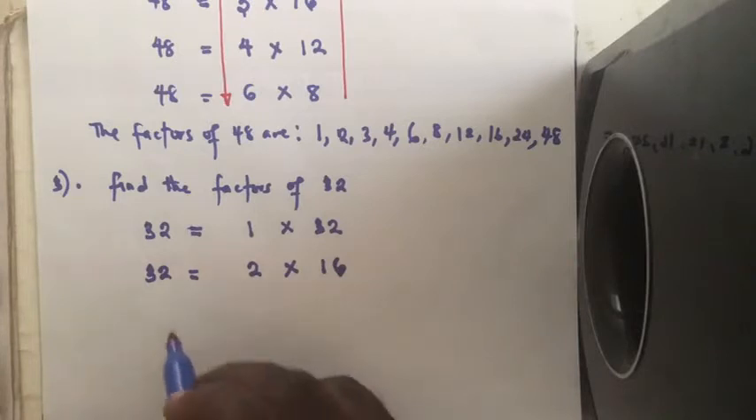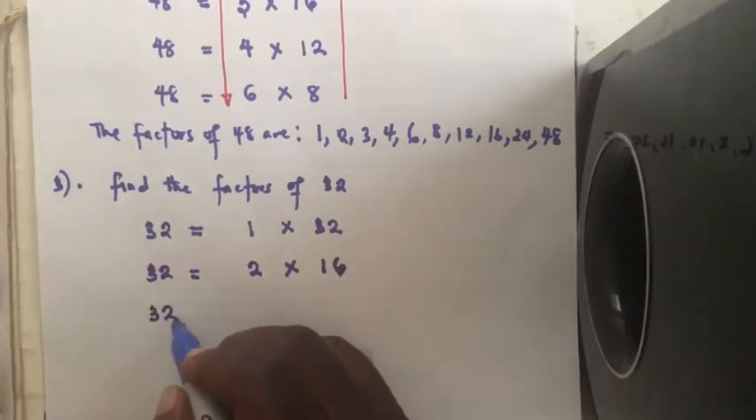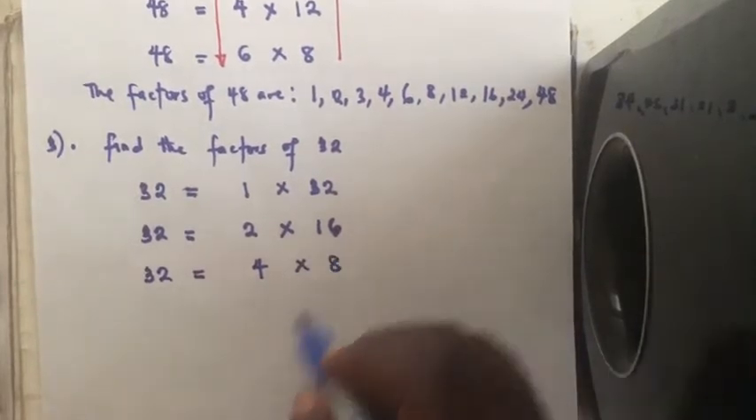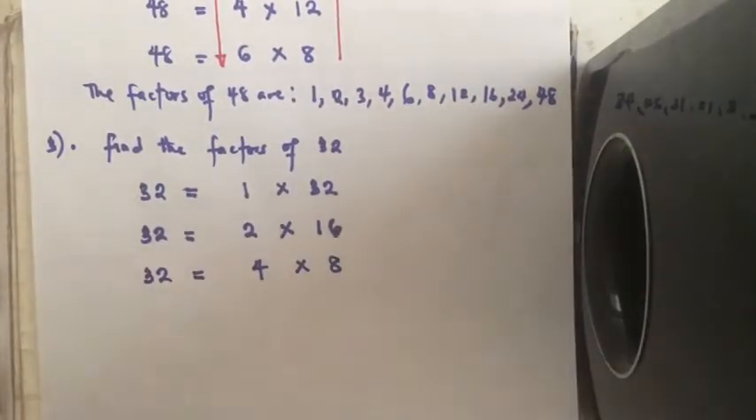4 is a factor of 32. So I can simply write 32 equals 4 times 8. Can you see that? 4 is a factor of 32. So 4 times 8 will give us 32. After 4, what's the next digit? It is 5. 5 is not a factor of 32. 6 is not a factor of 32. 7 is not a factor. 8 is a factor. 8 times what will give us 32 is 8 times 4.